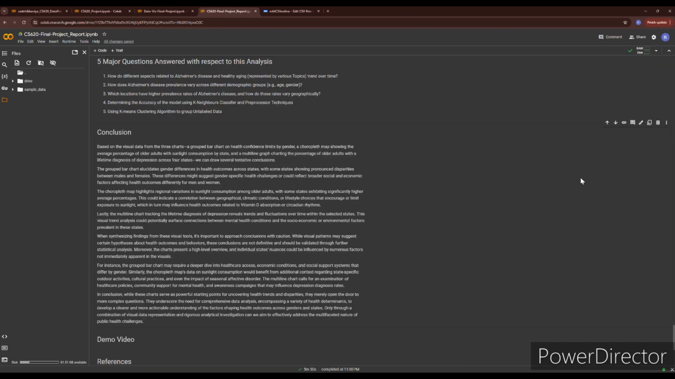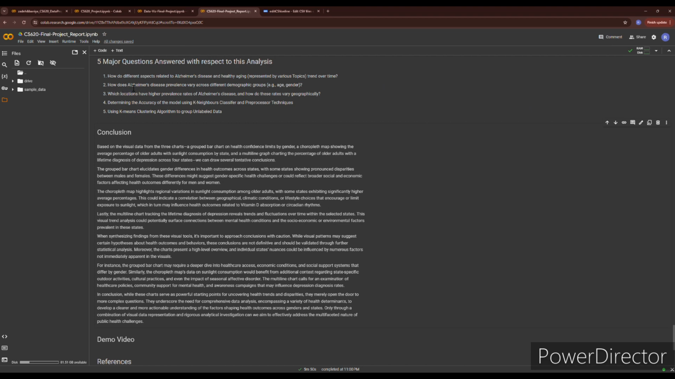Now, coming down to the 5 major questions answered with respect to this analysis. So, how do different aspects related to Alzheimer's and healthy aging trend over time? I've shown my multi-line graph, which has 3 different topics in 4 different states from the United States, and you can see how the trend goes and how the occurrence and recurrence of Alzheimer's disease has trended over time.